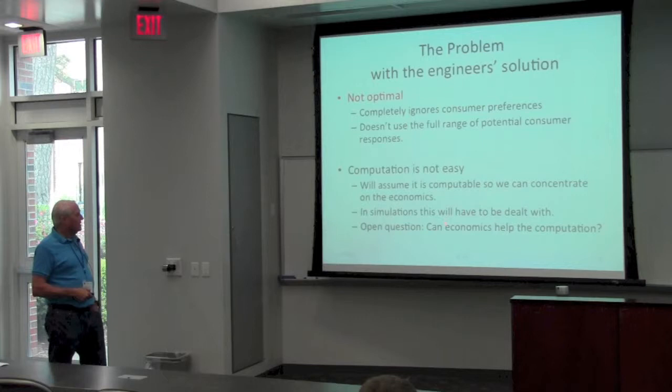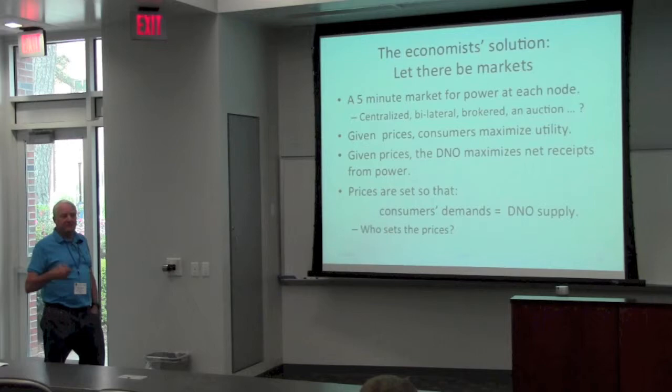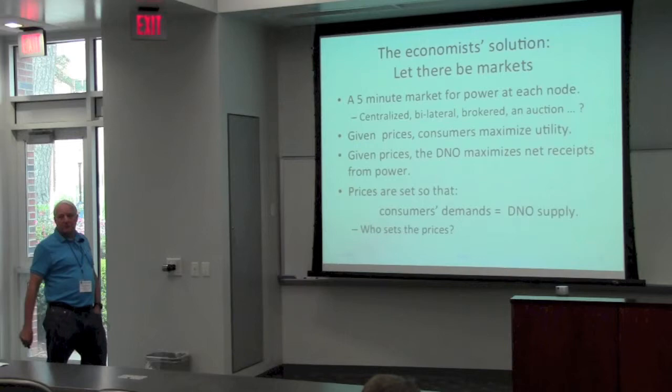So the real question here is, if we get the economics right, maybe that'll help the computation too. So the economist solution is let there be markets, and we set up a 5-minute market for power at each node. So we have n plus one markets operating every 5 minutes. And given prices, consumers maximize utility, and given prices, the distribution operator maximizes net receipts from power. And then you set prices so demand equals supply.